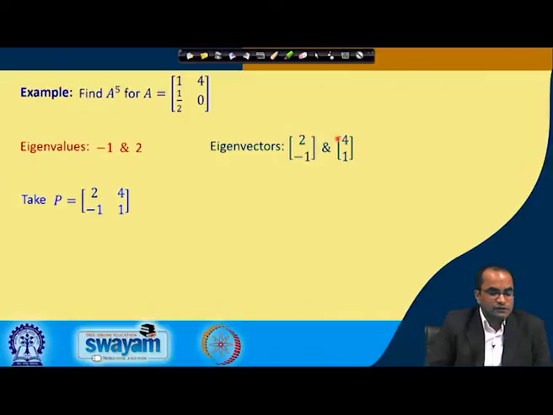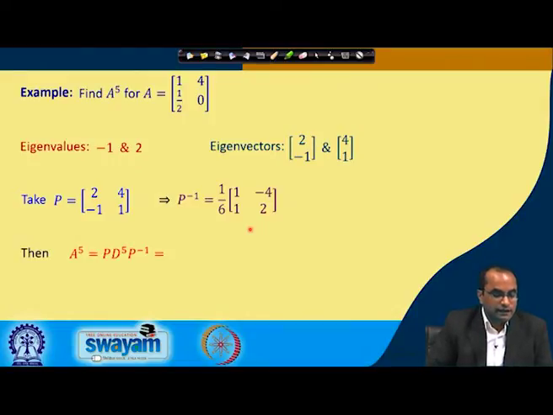Having this, we can now form the model matrix P. We place these eigenvectors as the columns: the first column is 2 -1, and the second column is 4 1. Having this model matrix, we can compute P inverse easily, and then A power 5 as per our discussion in the earlier slide. So, we have P, D power 5, and P inverse. We have to get the power of the diagonal matrix and then multiply by P and P inverse.